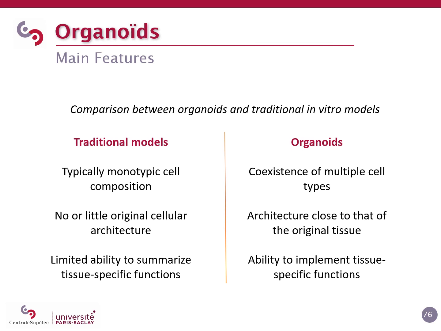In traditional models, cell composition is typically monotypic, while in organoids, multiple cell types coexist. Also, in traditional models, little or no original cellular architecture is observed, while an architecture close to that of the original tissue is observed in organoids. Finally, in traditional models, a limited ability to recapitulate tissue-specific function is observed, while tissue-specific functions are observed in organoids.